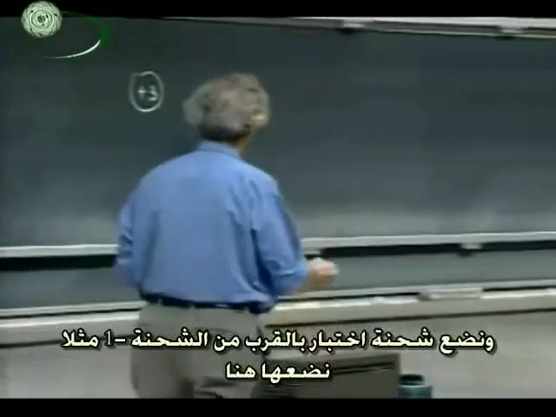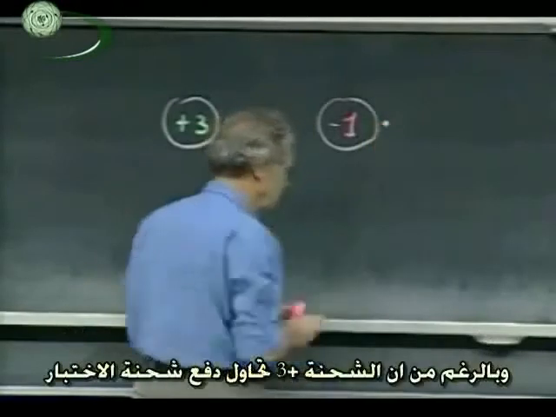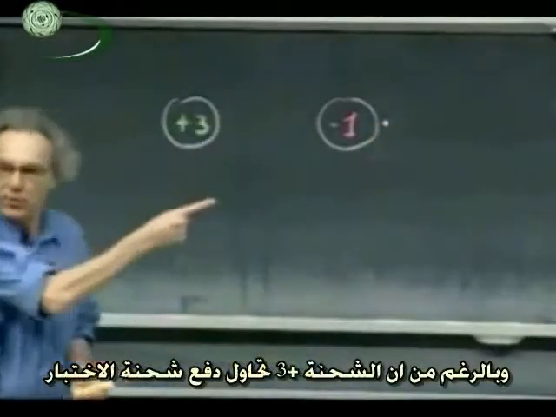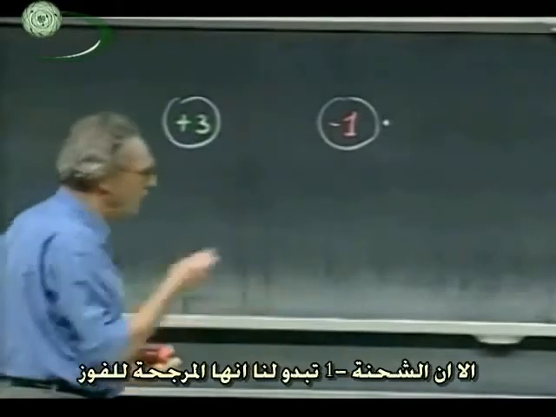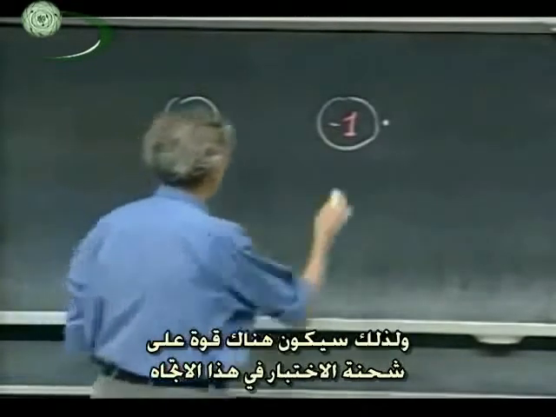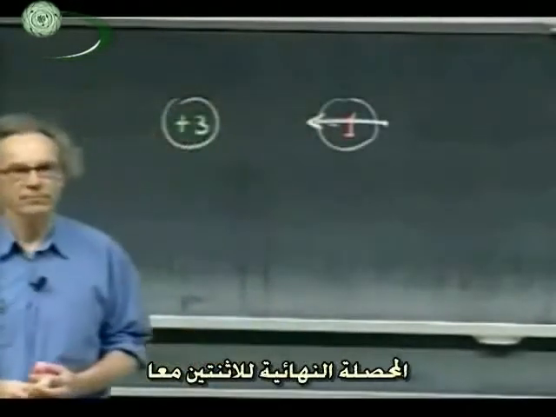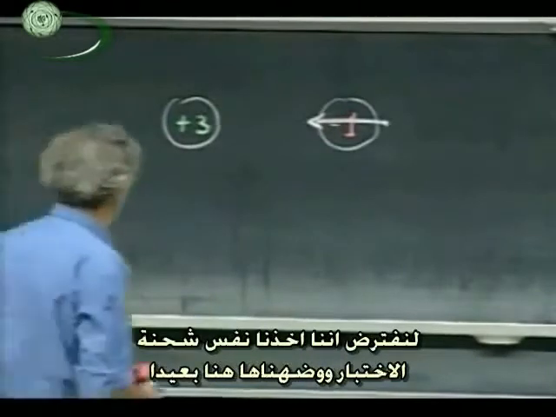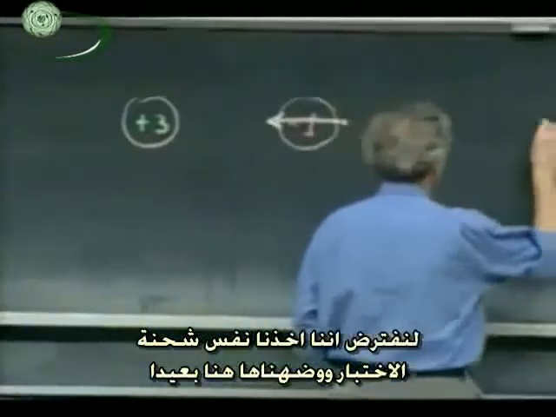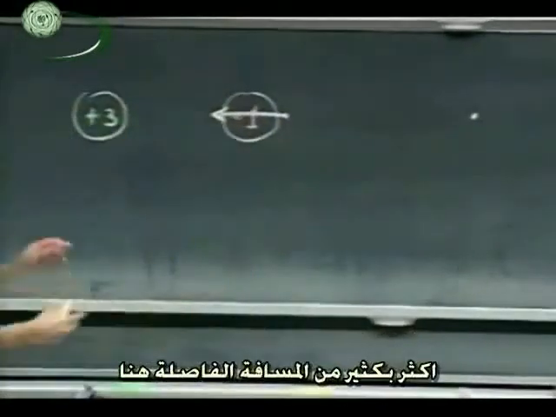And we put a plus test charge very close to -1. Say we put it here. Even though +3 is trying to push it out, clearly -1 is most likely to win. And so there will probably be a force on my test charge in this direction, the net result of the effects of the two. Suppose I take the same positive test charge and I put it here, very far away, much farther away than this separation.